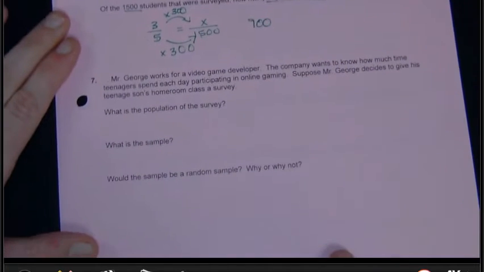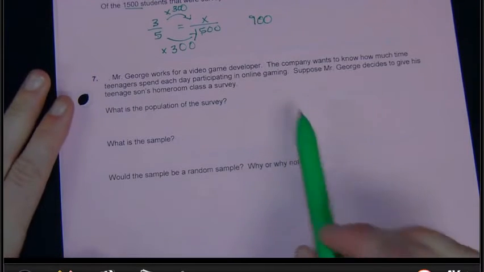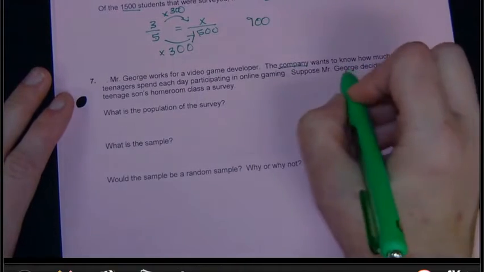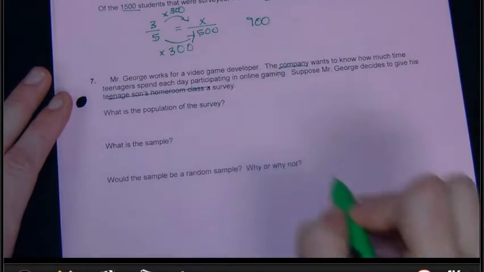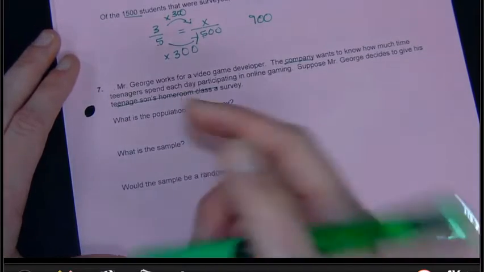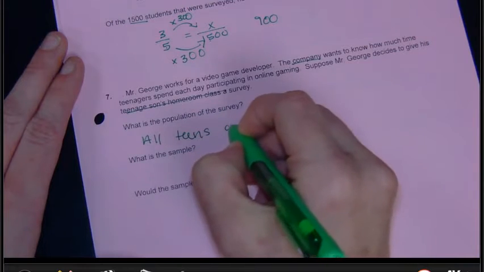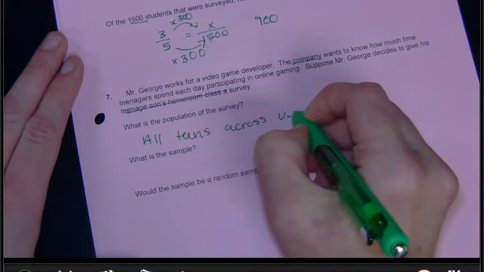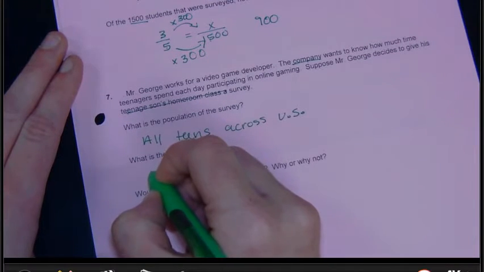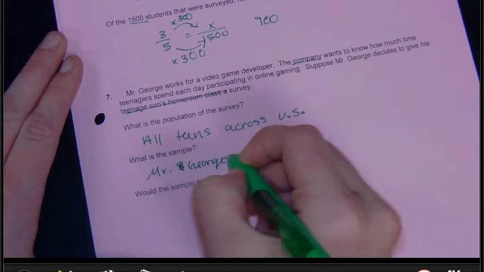Okay. Number 7, Mr. George works for a video game developer. The company wants to know how much time teenagers spend each day participating in online gaming. Okay, so a company wants to know this. Suppose Mr. George decides to give his teenage son's homeroom class a survey. What is the population? Well, the population is not his homeroom class. It is all teens across the US. Okay, because the sample is Mr. George's homeroom.